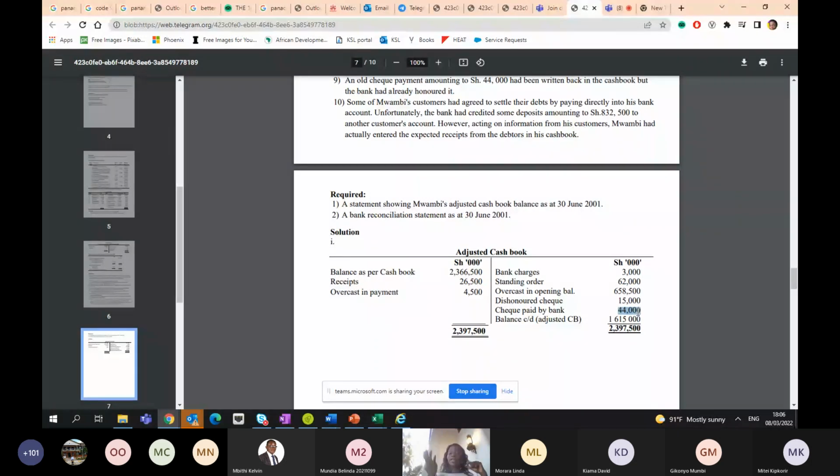you don't have this money in the bank and you're supposed to follow up with the bank. You need to then remove it from your book, and that is 832.